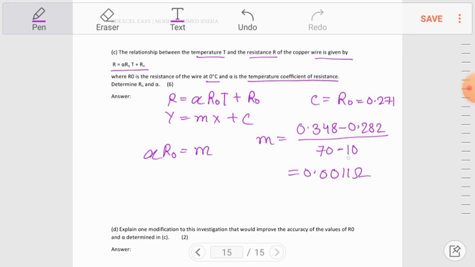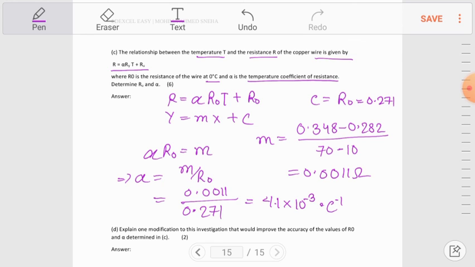0.0011 ohms per degree Celsius. And now you have to make alpha the subject of this equation, and it would be gradient over R naught. If you substitute the values in, the gradient was 0.0011 over R naught, which was 0.271, and if you calculate it, you get a value of 4.1 times 10 to the power negative 3 degrees Celsius to the power negative 1. So with this, our question number C ends.